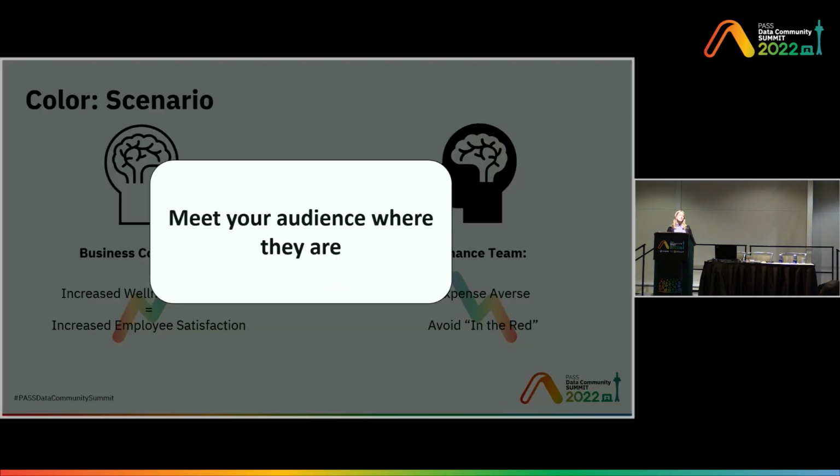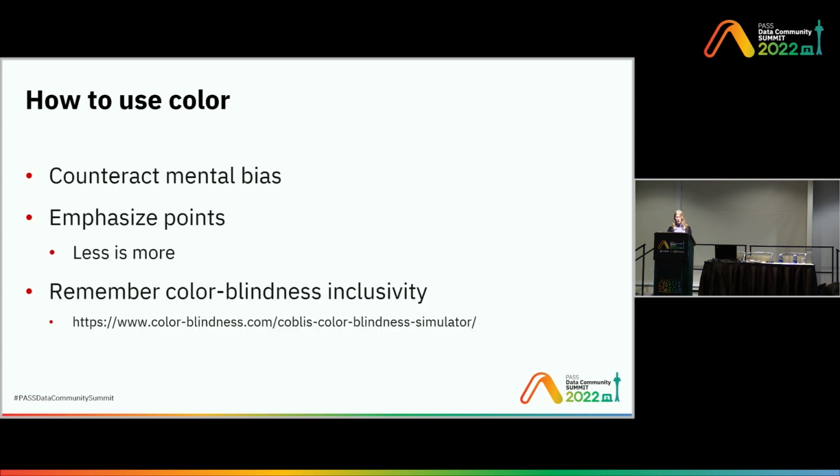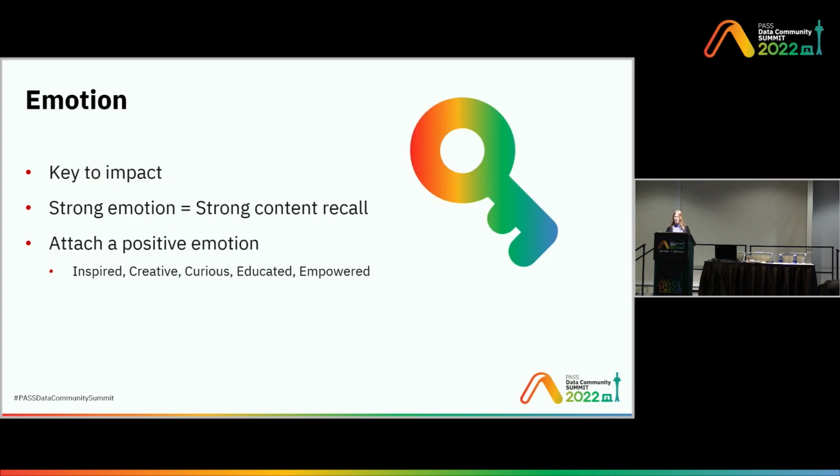They are likely to see an increased expense as worse, as more red. So let's counteract that mental bias and make those graphs the opposite of red. We can make them green. Convince them that more wellness expenditure is better. Keep in mind that less can be more. Use color to emphasize. Think about the purpose for each color decision you make, and make sure to stay inclusive. Check your visuals with a color blindness simulator.